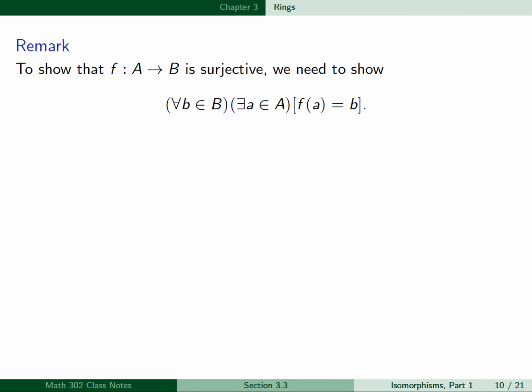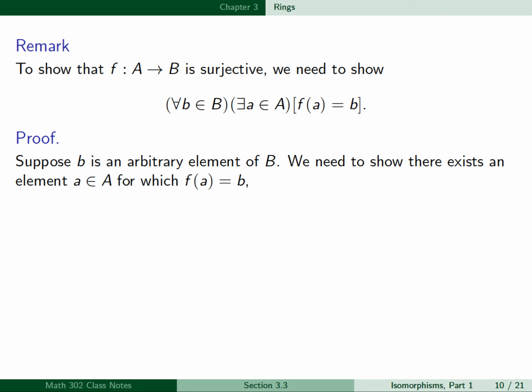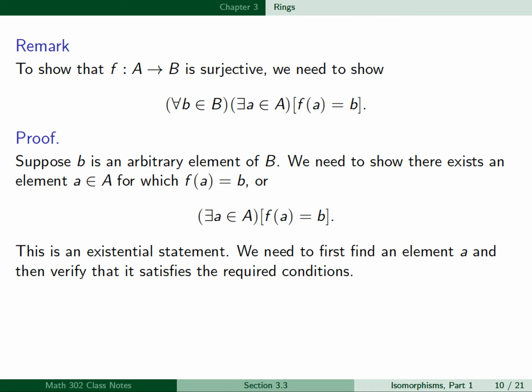To show that f from A to B is surjective, we need to show the statement: for all b in B there exists an a in A such that f(a) equals b. So to prove this, we would start by supposing b is an arbitrary element of B. We then need to show there exists an element a in A for which f(a) equals b, or there exists an a in A such that f(a) equals b in symbolic form. This is an existential statement, and so to prove this we need to first find an element a and then verify that it satisfies the required conditions. To find a, we usually solve the equation f(a) equals b for a.